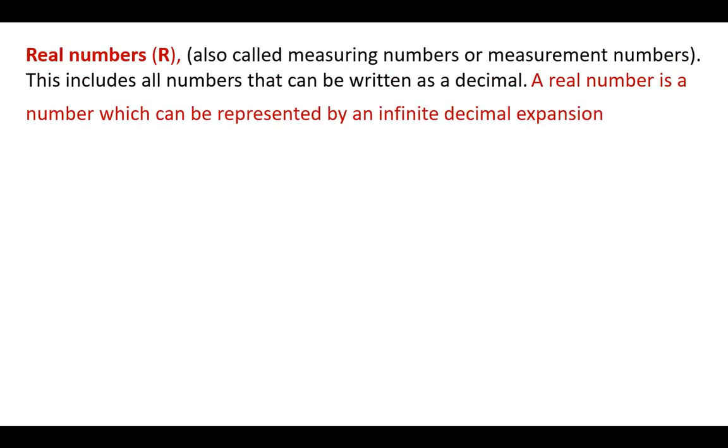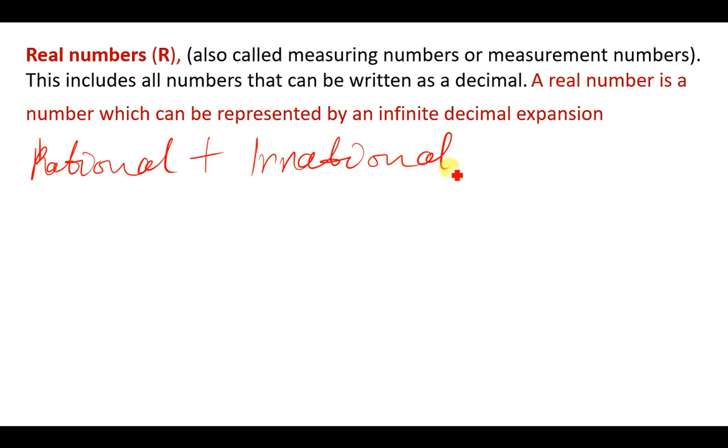Okay, so let us also look at the set of real numbers. The set of real numbers is simply a set that is found by adding rational and irrational numbers. When you add rational and irrational numbers, the answer that you get is simply the set of real numbers. So rational numbers and irrational numbers will give you the set of real numbers.